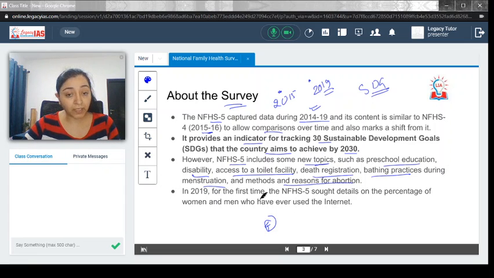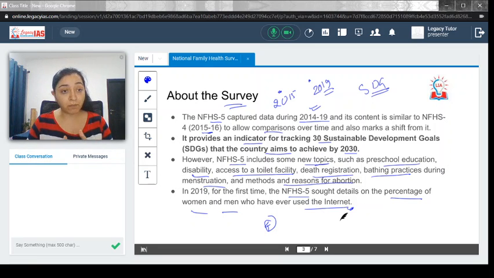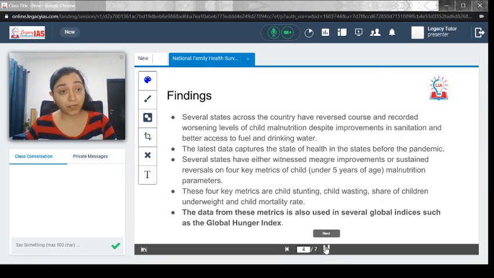In 2019, for the first time, NFHS 5 saw details on the percentage of women and men who have ever used the internet. So this is also an important factor, that this time the National Family Health Survey is also considering the internet, because we can understand the kind of impact the internet has on the life of the people at present and the digitization which is going on across the world. It is important that that particular indicator is also captured. So this is the outline, or the high level detail about the survey. Now let's go ahead and figure out the findings.